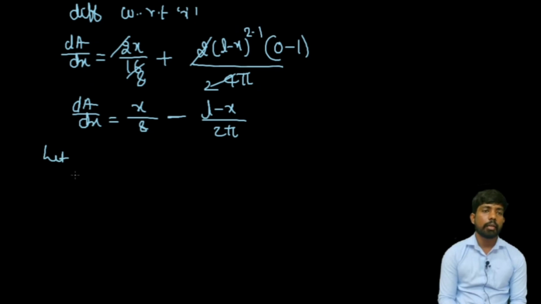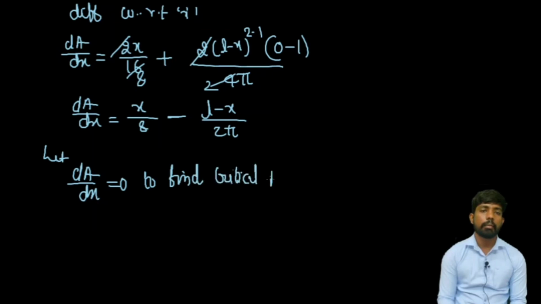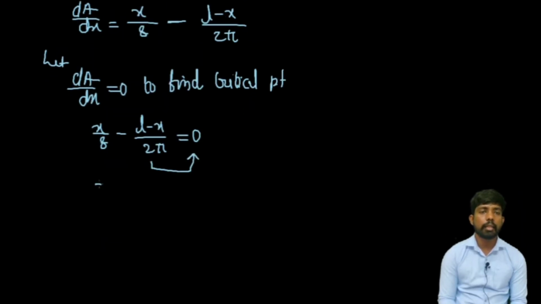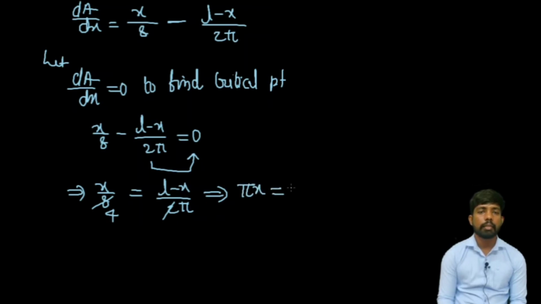Now let dA by dx equal 0 to find critical points. So here x by 8 minus L minus x by 2 pi equals 0. From here send this term to the right hand side. X by 8 is equals to L minus x by 2 pi. So 2 4s are 8. Cross multiplication: pi into x, pi x is equals to 4 into L, 4L minus 4 into x, 4x. This 4 is multiplied to each and every term.